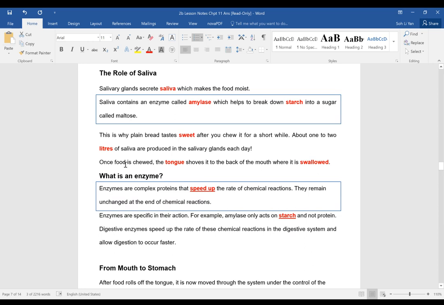Once our food is chewed, the tongue will try to roll the food into balls of food, bolus, and then we will swallow down the esophagus.